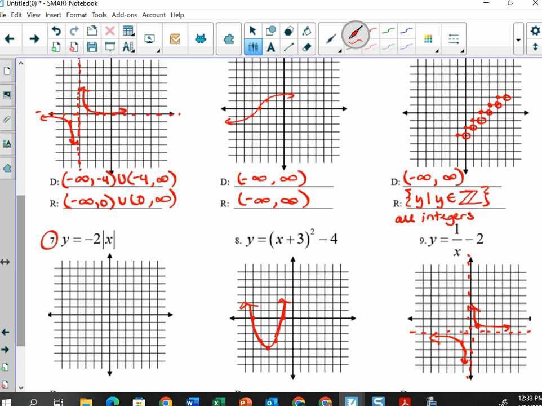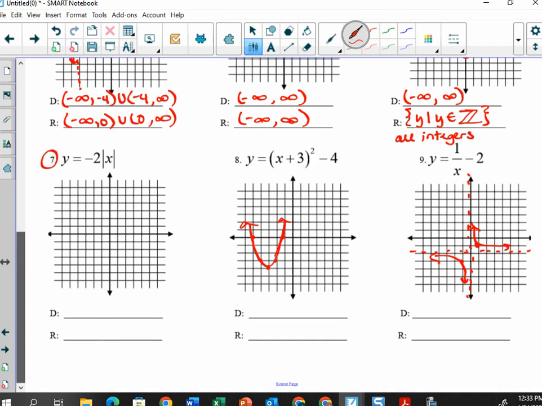Again, guys, you can just write for the range all integers. If you're taking calculus, weird symbols like that will show up more and more often. So, do number 7 for me.